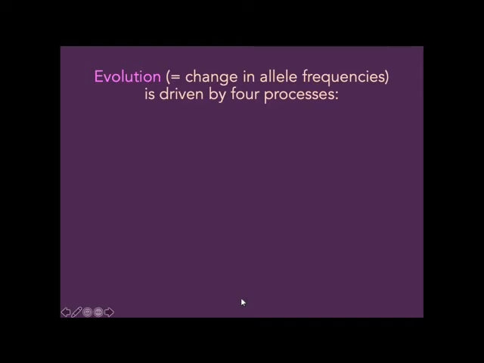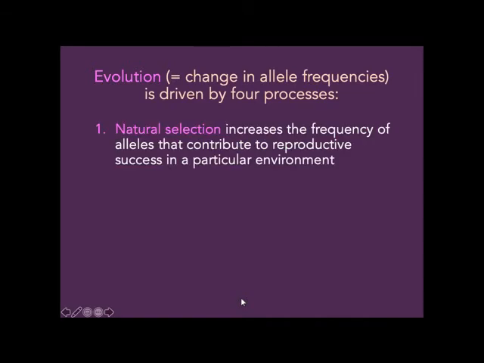That is driven by four processes that we're going to go through one at a time. The first process is natural selection. Natural selection is going to increase the frequency of alleles that contribute to reproductive success in a particular environment. In other words, alleles that help individuals survive and reproduce will become more frequent in the population over time.